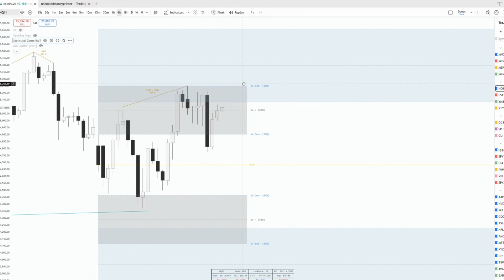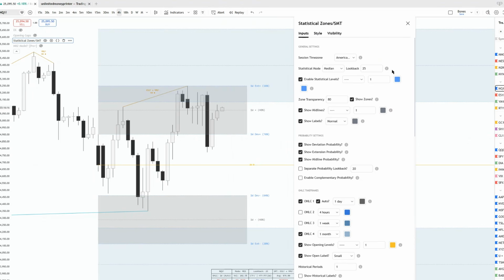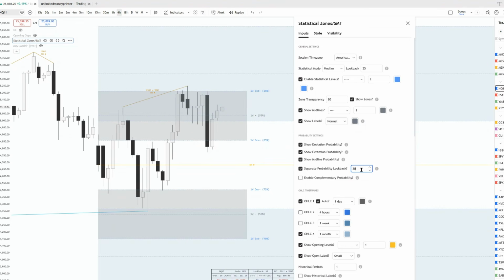But before diving into the examples and trade opportunities, it's important to know that the probability settings use this look back up here. If you want to separate that, and let's say you want a look back of 35 for the actual zones, but maybe you want to look at different probability opportunities on the actual levels based off the current price action, then you can change that. So you can separate the probability look back from the look back of the actual zone. So instead of having the same look back, you can separate the probabilities.